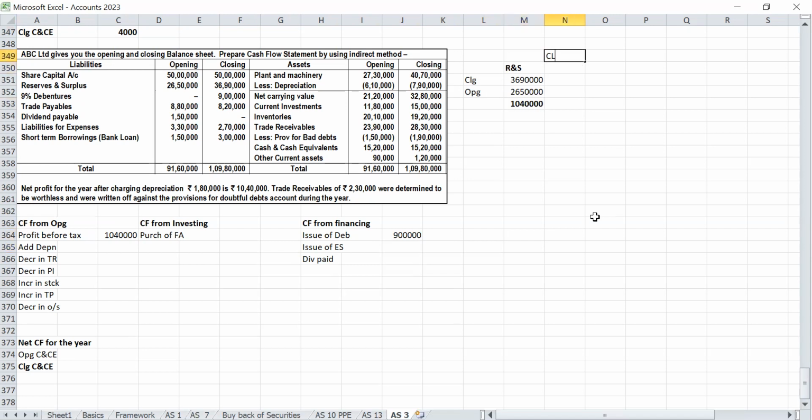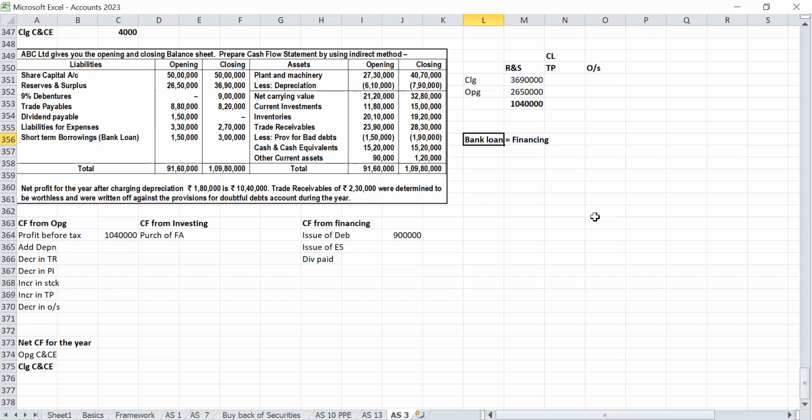Then trade payables, 8,80,000 opening. Current liabilities include trade payable, outstanding expenses, and short-term borrowings. One more point: short-term borrowings, such as bank loans, even if they are current liabilities, should be shown under financing. Okay. One more point.